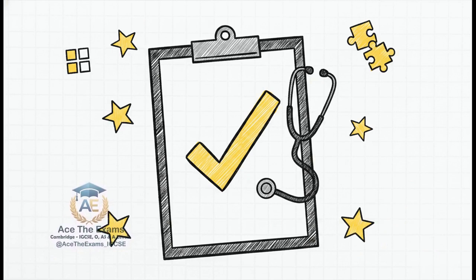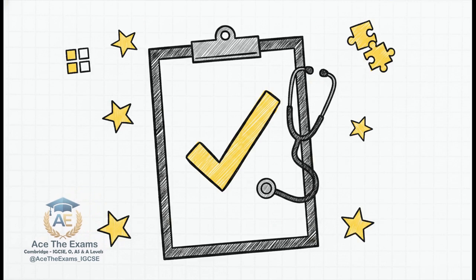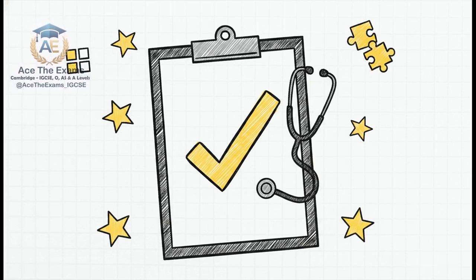Mastering 9.1 abstraction isn't just about passing a test. It's about fundamentally rewiring how you view complex systems in the real world. Students who implement these computer science strategies see an average improvement of 2 grade boundaries, but only if they practice consistently with our weekly videos.